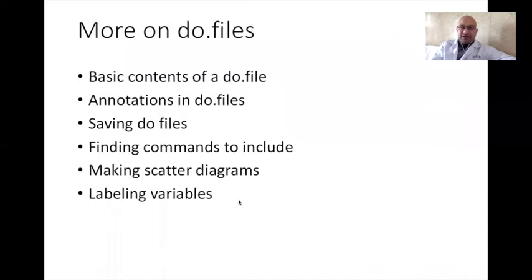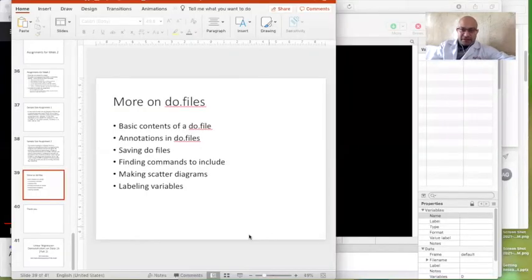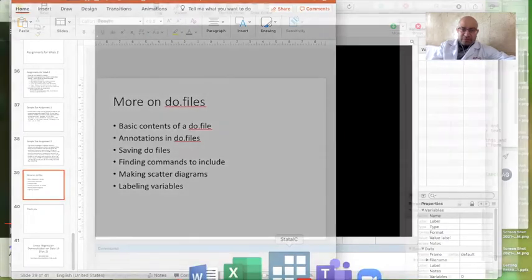So let me share my screen with you. Today we are going to talk about the basic contents of a do file. We will talk about how to make annotations in do files. We will talk about saving do files. Sometimes you might find that you don't remember a particular command, and how do you find it to put it in your do file? We will also talk about making scatter diagrams and labeling variables. So let's start and go into a Stata program.